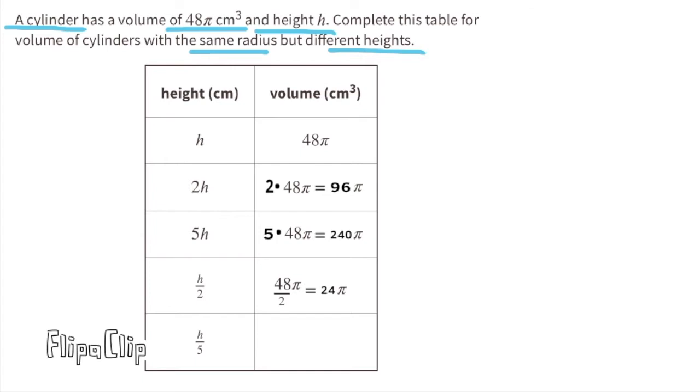The height of the last cylinder is h over 5, or height divided by 5. That height is 5 times shorter than the original height, so the volume is going to be 5 times smaller than the original volume. 48 pi divided by 5. Since 48 pi divided by 5 is going to give us a mixed number, we can leave it as 48 pi divided by 5. So when the height of the cylinder is h over 5, the volume of the cylinder is going to be 48 pi over 5 centimeters cubed.